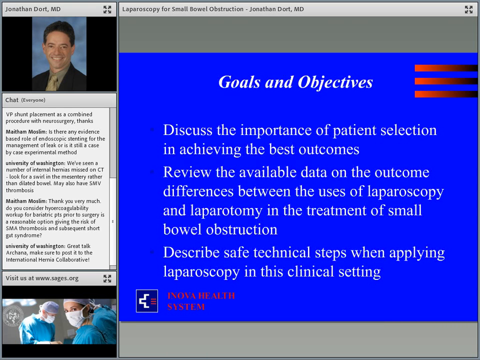The goals with this segment are that we're going to discuss the importance of patient selection in achieving the best outcomes. And I think you'll see through some of the data we're going to discuss that really is the key to determining how well things go. We're going to review the available data on the outcome differences between laparoscopy and laparotomy in the treatment of small bowel obstruction. That actually won't take very long. There is a lot of good retrospective data, not really much in the way of prospective data. And then we're going to get into describing some specific technical steps that can keep you out of trouble when you do apply laparoscopy in this clinical setting.